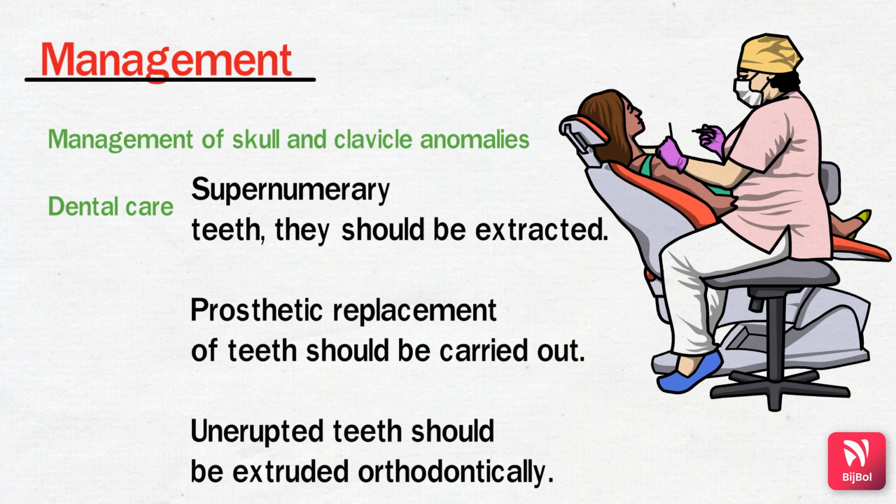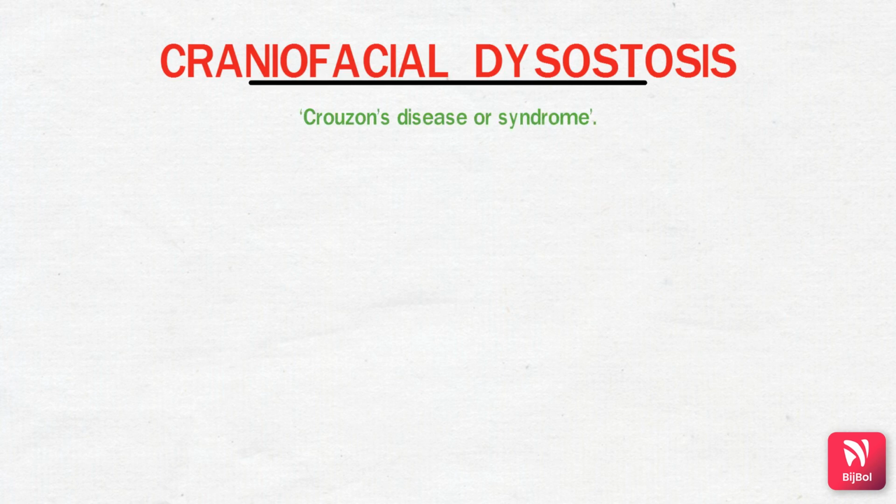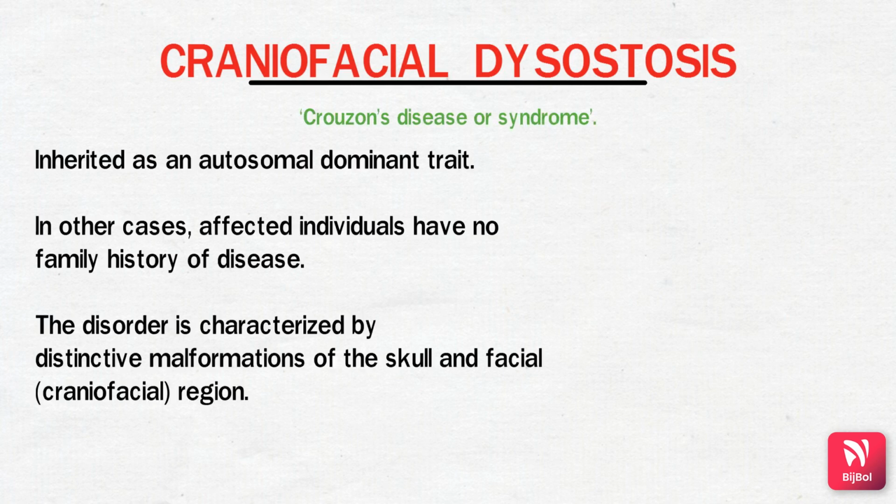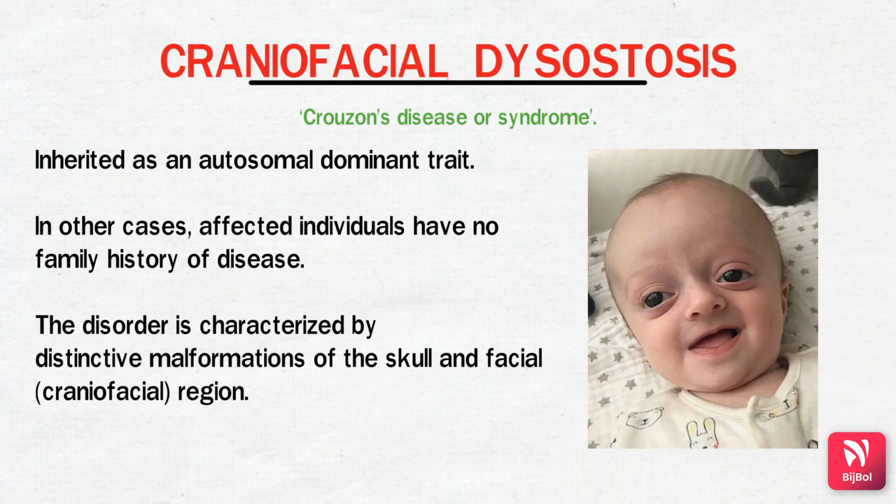Next defect is craniofacial dysostosis. It is also called Crouzon's disease or syndrome. It is inherited as an autosomal dominant trait. In other cases, affected individuals have no family history of the disease, and the disorder is characterized by distinctive malformations of the skull and the facial region, and this is one of the classic cases presented.